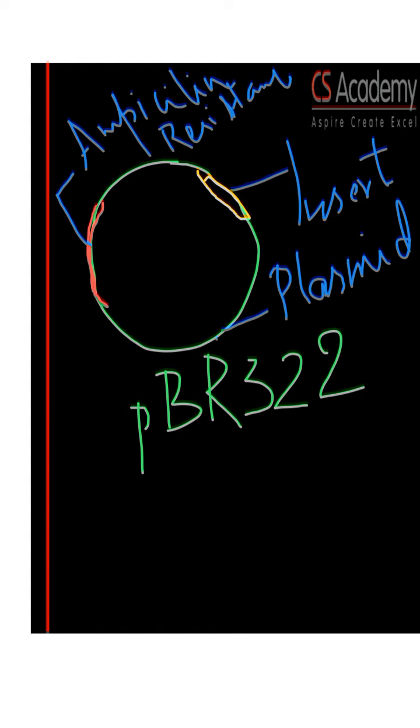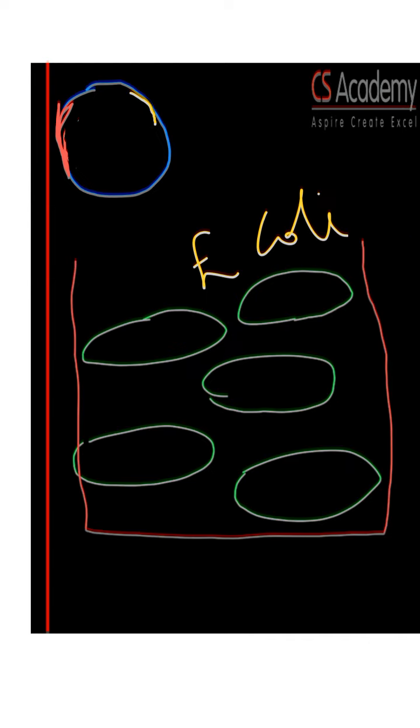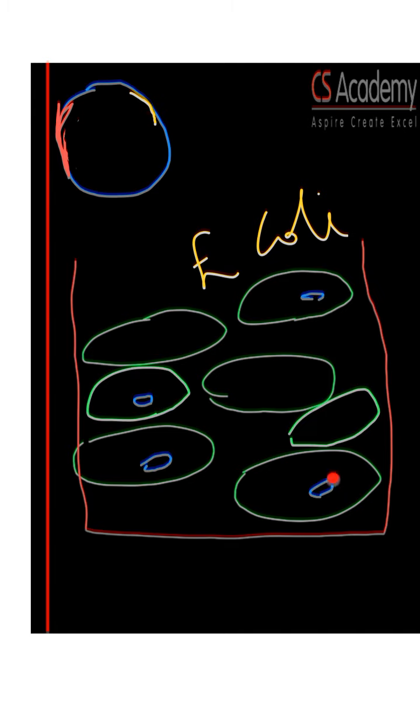If we introduce this rDNA into the host, we want to check whether the rDNA has gone in or not. Say these are our E. coli cells and we introduce this rDNA into this E. coli. This E. coli received the rDNA, this also received, but these three did not receive. This is what exactly we want to check.